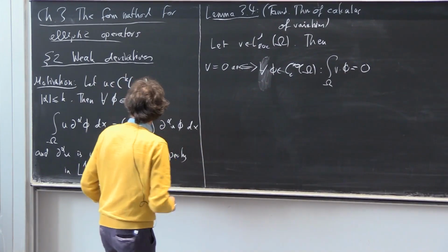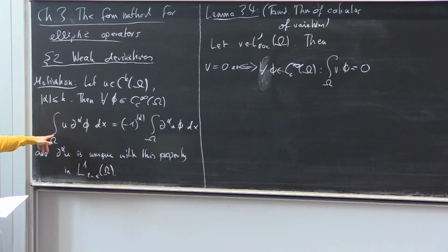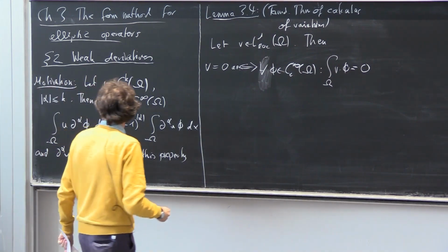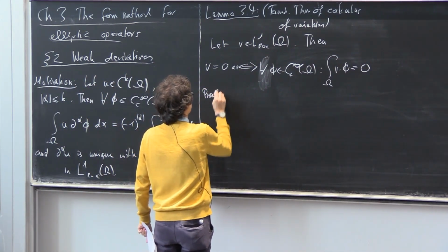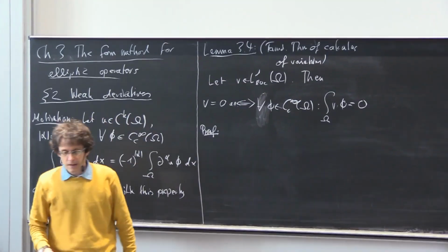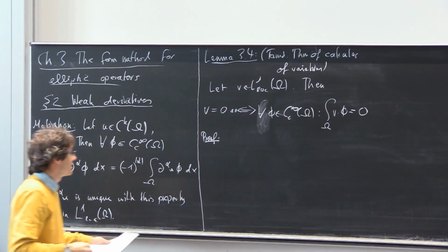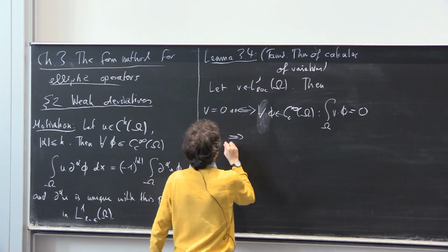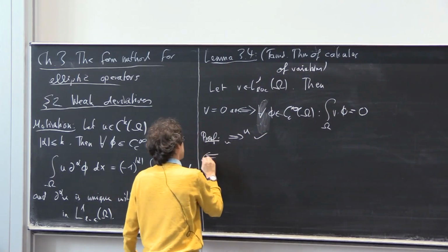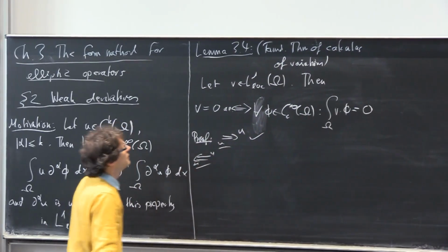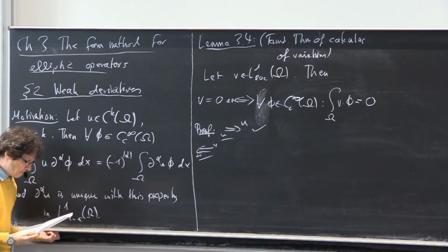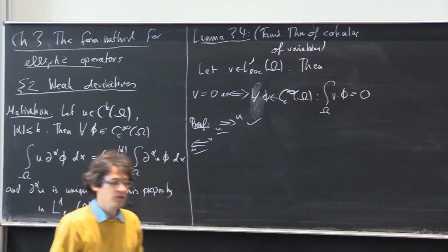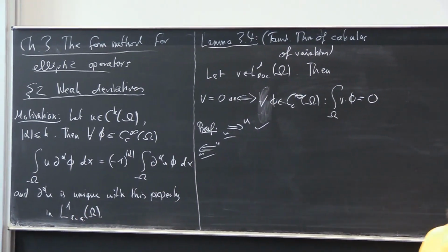Okay, and once you have that, you see that there can only be one function in L1 log doing this. Okay, so let's prove this. As I said, there is an easy direction and an interesting direction, so this one is clear. Let's go from right to left. And then we have to treat some technicalities.